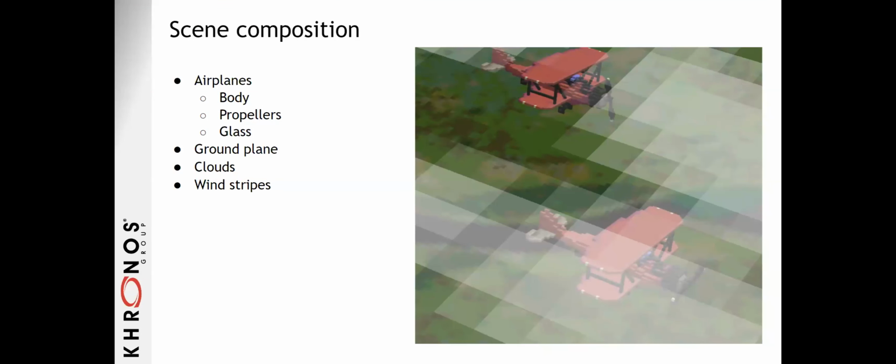The scene is quite simple. It has four main objects. These are airplanes, which consist of a static body, moving propellers, and static glass. Then the scrolling ground plane below the planes, clouds above the planes, and some wing stripes for an additional movement effect.